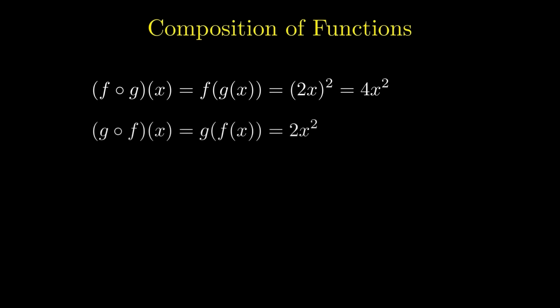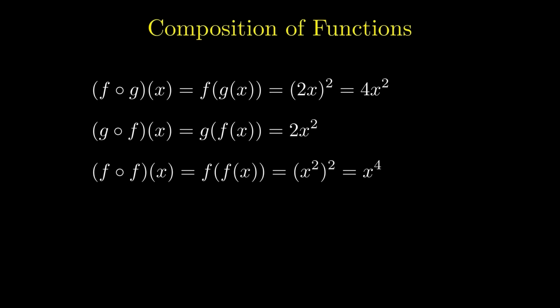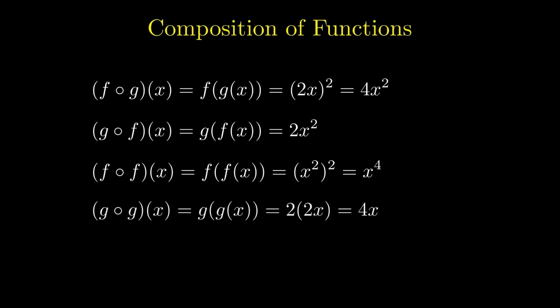g of f of x equals g of f of x equals 2x squared. f of f of x equals f of x squared equals x squared squared equals x to the fourth power. g of g of x equals g of g of x equals 2 times 2x equals 4x.